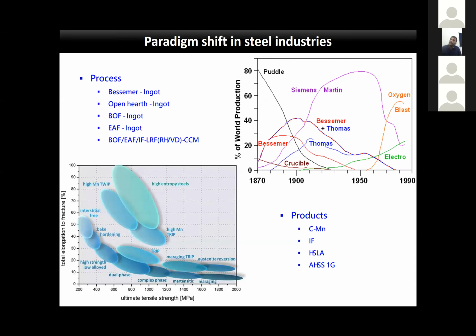And as soon as the secondary steelmaking processes, the ladle refining furnace or the vacuum technologies, came into the picture after 1950, and a couple of decades had passed, then IF steel, HSLA steel and AHSS, first generation advanced high strength steel, were slowly coming into the picture. So that's the one thing.